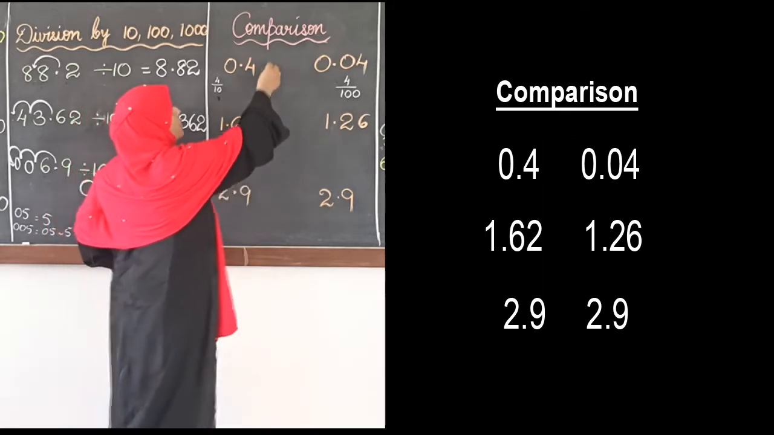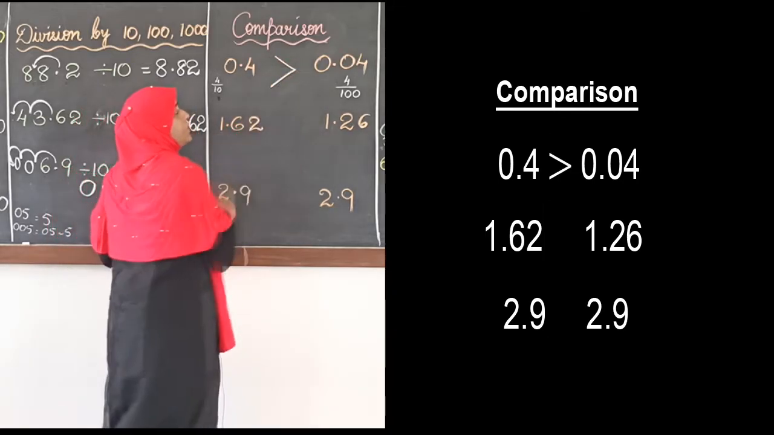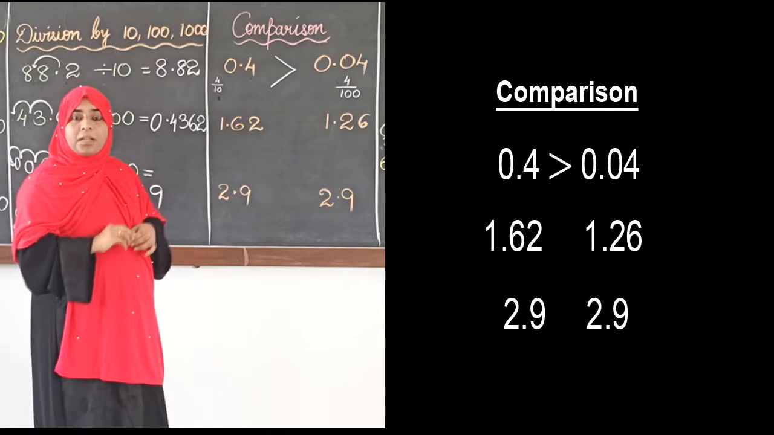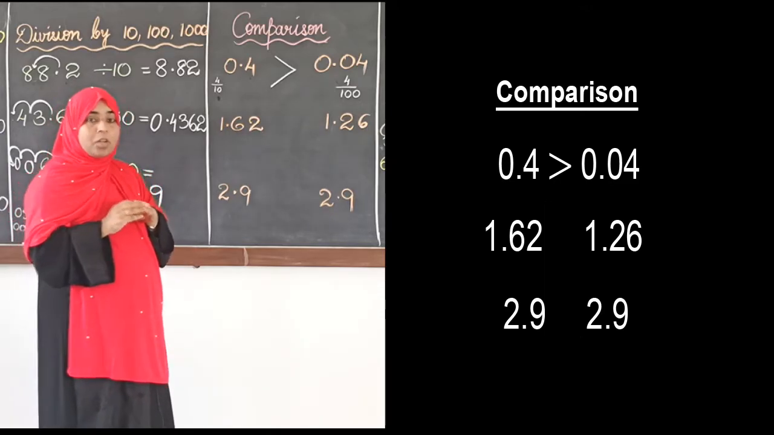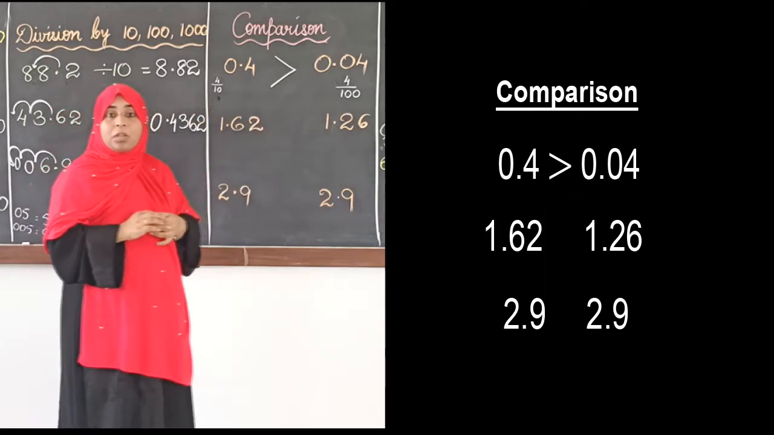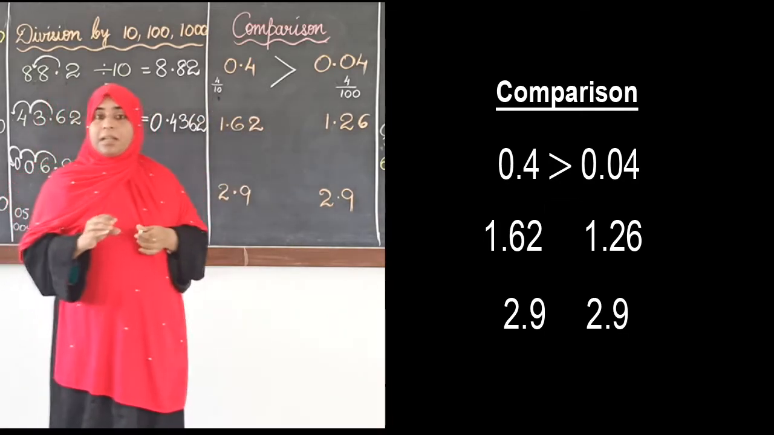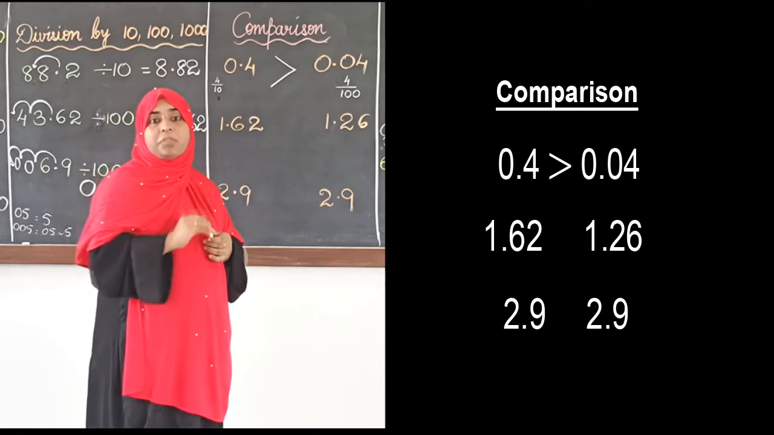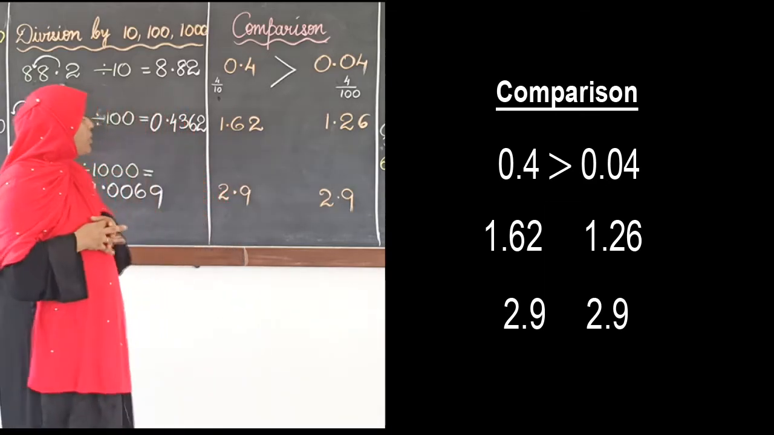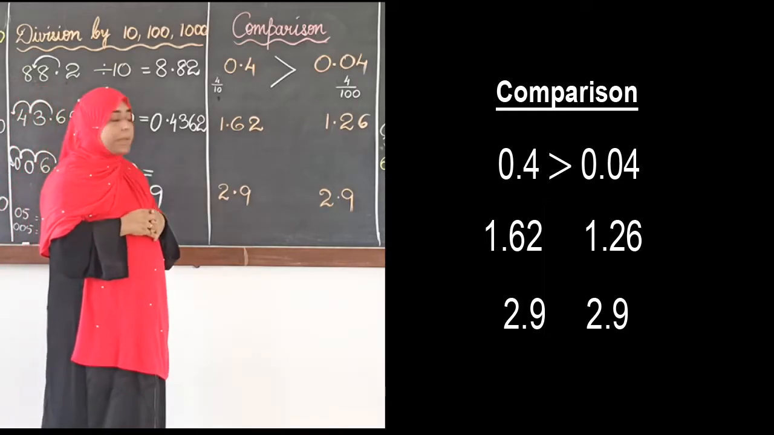Okay. So 0.4 is greater than 0.04. I hope you have understood how we do the comparison. It is not about 10 or 100, it is about how many pieces are there, the size of the pieces, and from there how much we are selecting. Okay, keep that in mind when you are comparing decimal numbers.